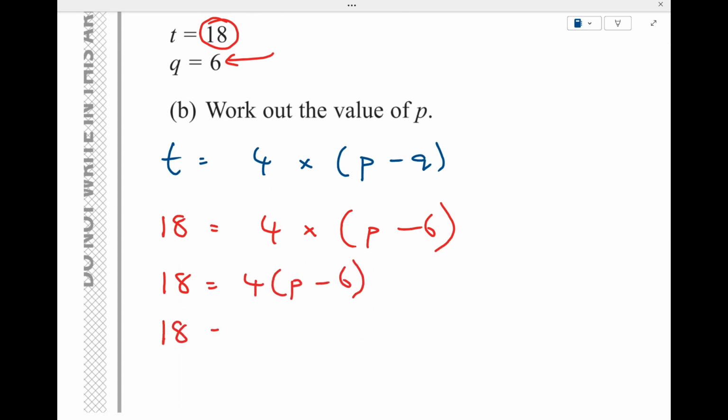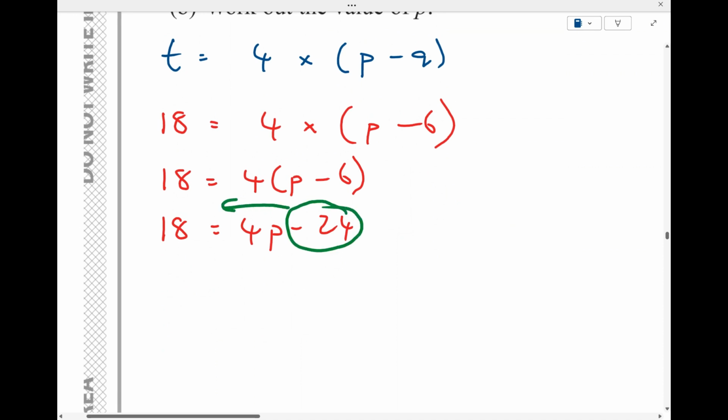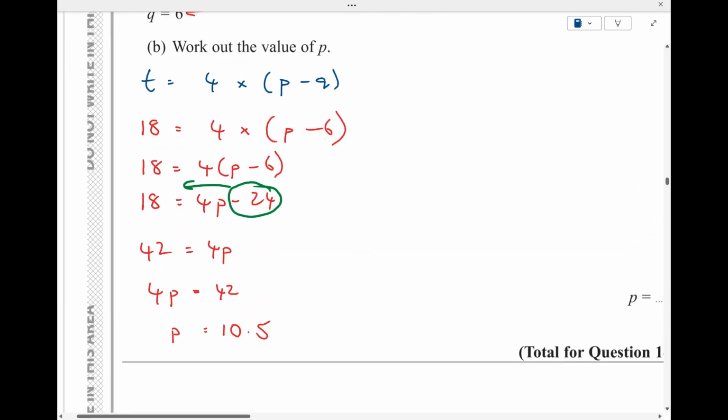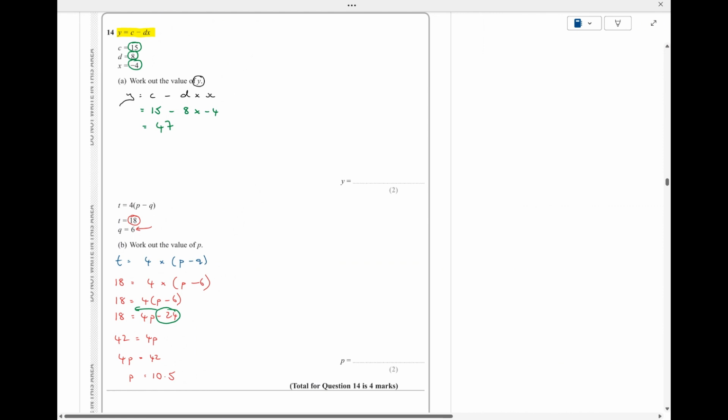So I'm going to write 18 equals, let's multiply out that bracket, 4p minus 24. I'm going to float and ping the minus 24. It's going to be 18 plus 24, so I've got 42 equals 4p. Let's turn that around. 4p equals 42. So I'm going to divide both sides by 4, or escalate down the 4 if you like to float and ping. And I get p equals 10.5. That is question 14 finished.